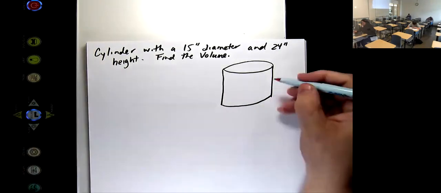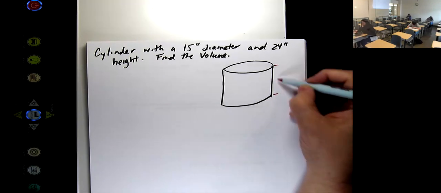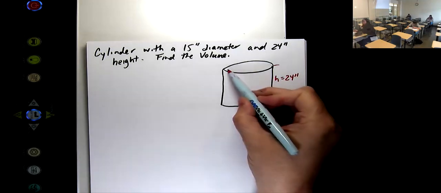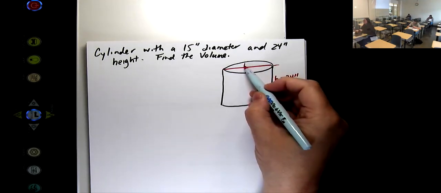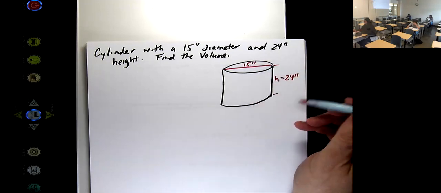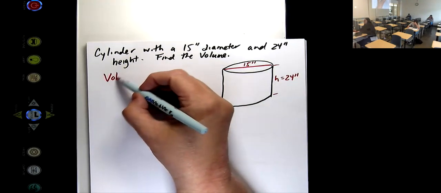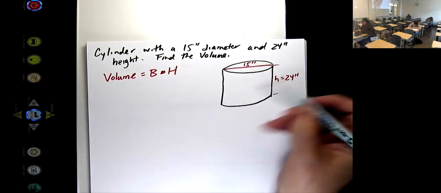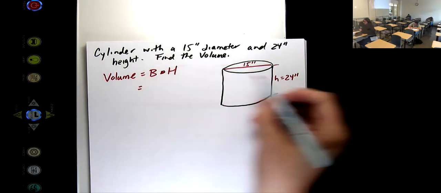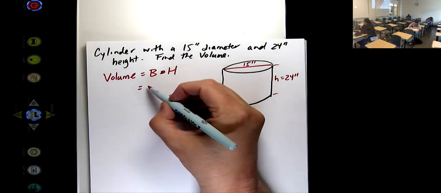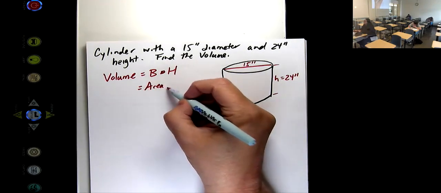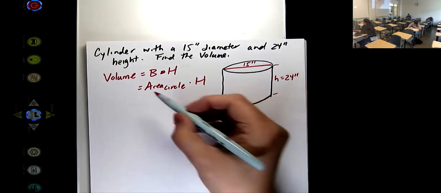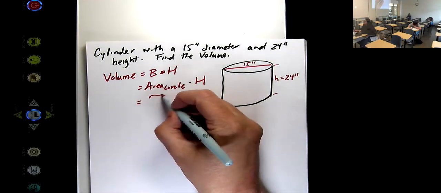So my height is 24 inches. My diameter, which is all the way across the circle, is 15 inches. The volume is the base times the height. For a cylinder, the base is a circle. We're looking for the area of a circle times the height. The area of a circle is pi r squared.